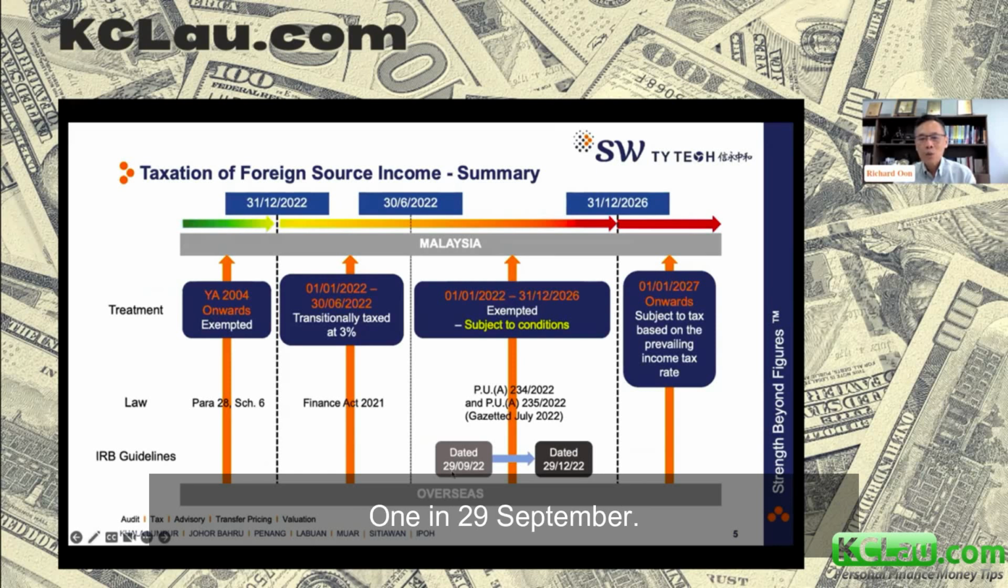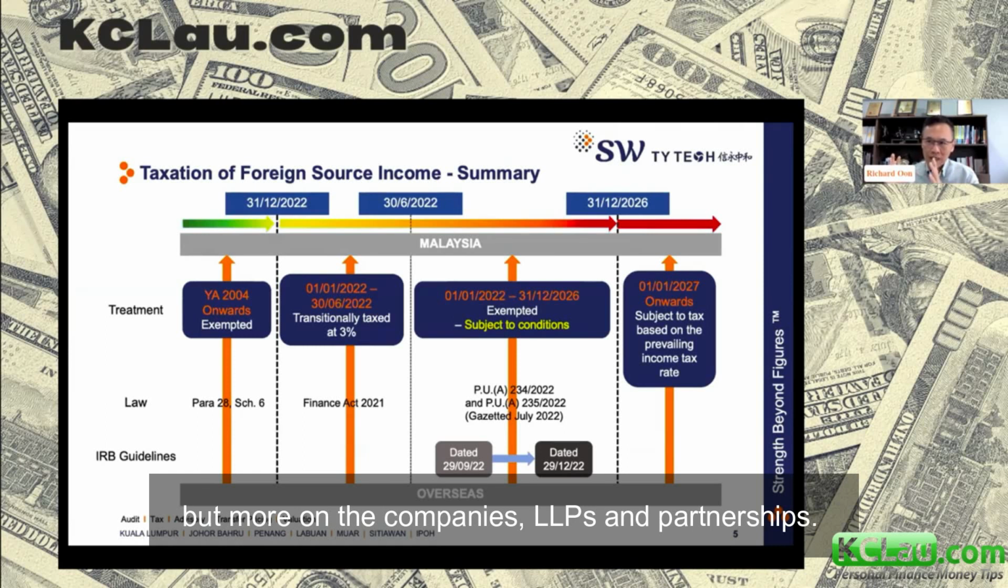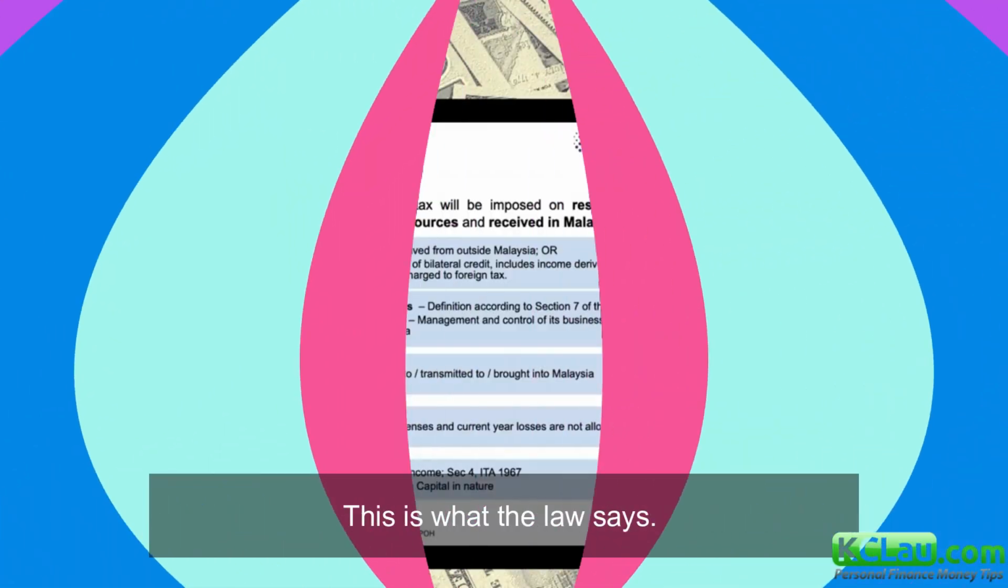There were 2 guidelines, one in 29 September. Then after that, the latest one was 29th of December. So this is the one that we're going to rely on in our presentation. In fact, not much changes, only 1 or 2 matters that honestly doesn't impact us individuals, but more on the companies, LPs, and partnerships. This is what the law says, right?